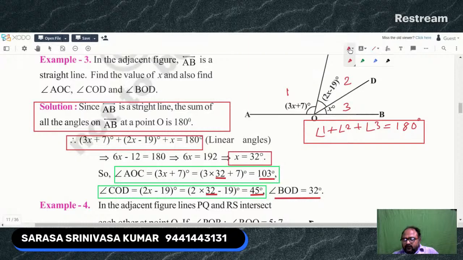So, first, what you have done is you have found the value of x. How do you find the value of x? You have found the value of x using the property that AB is a straight line and the straight angle is 180 degrees. That means at a point O, the sum of all angles is equal to 180 degrees.